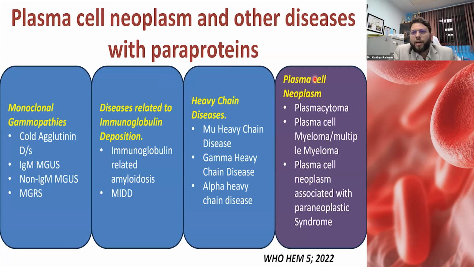And then finally, we have plasma cell neoplasm that includes plasmacytoma, plasma cell myeloma or multiple myeloma, and plasma cell neoplasm associated with paraneoplastic syndrome. In this entity, we have an addition of ESOP syndrome, and now TEMPI syndrome is no more a provisional entity, and it's a new entity included in this.